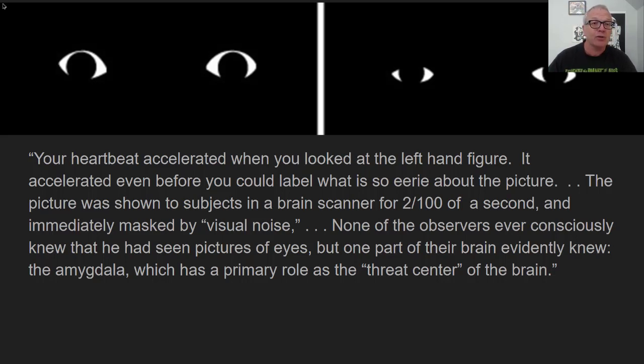The amygdala registered the eyes on the left, and it has a primary role in dealing with threats or dangers. The amygdala lights up when you flash the left-hand picture more so than the right-hand picture to subjects in a scanner. So there's lots of empirical proof here, but the idea is that fear wins out or has proportionally more effect on our decisions than hope. And that works really well for political campaigns too.